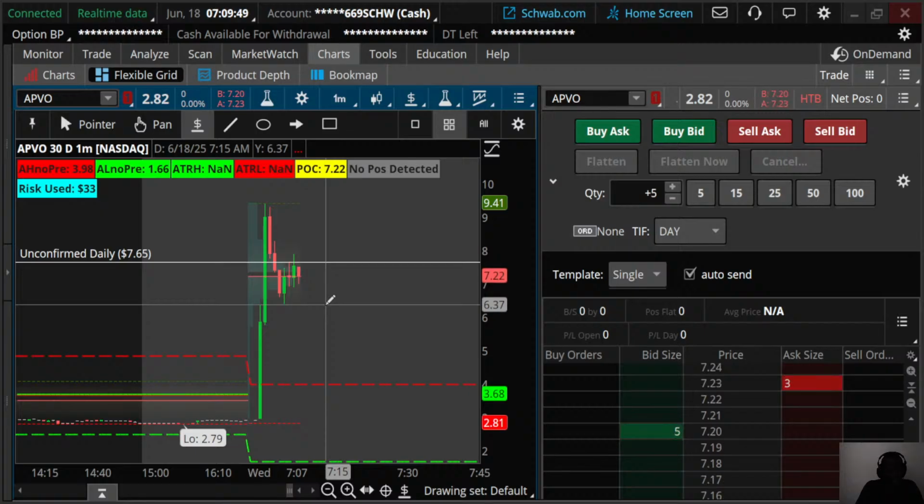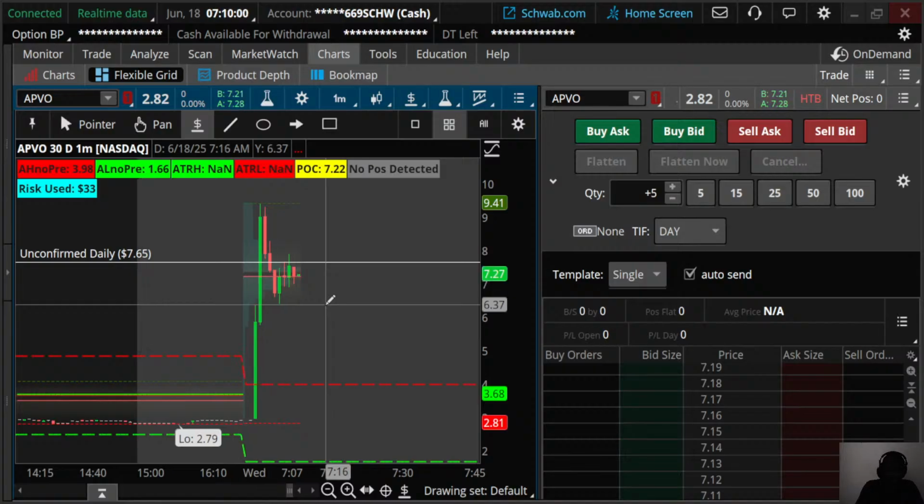Point of control 722 right now. Only difference between this one and the other one that moved is the other one had blue skies. This one actually has some resistance above it. Coming back up to that 760 whatever again, unconfirmed daily. Getting another tap up there.